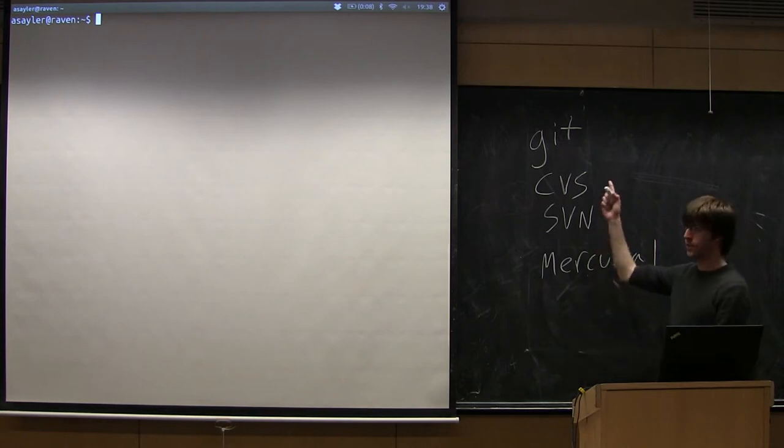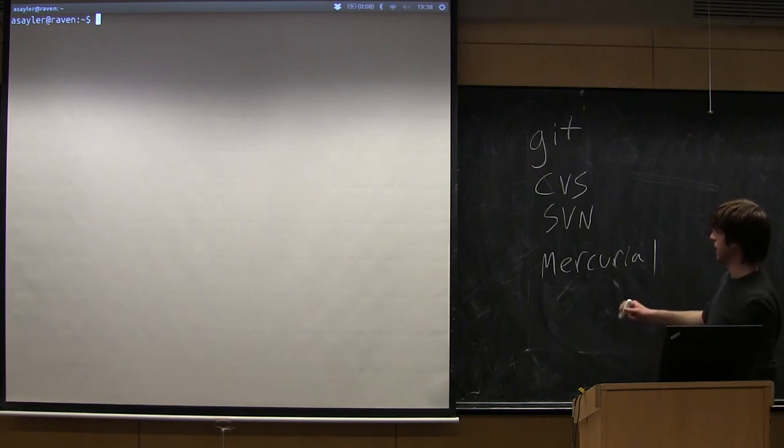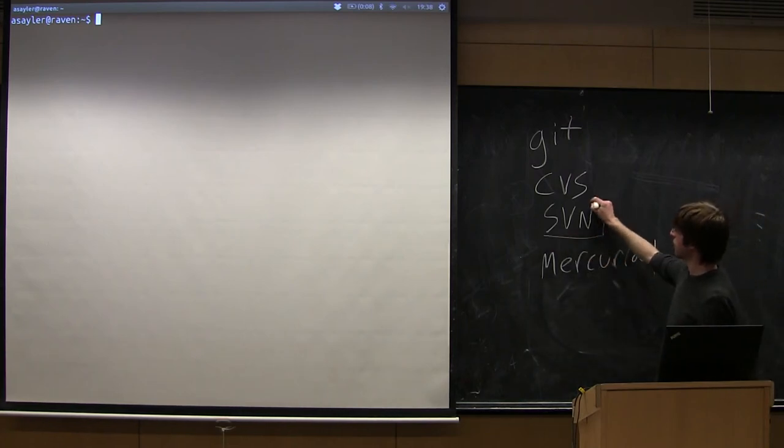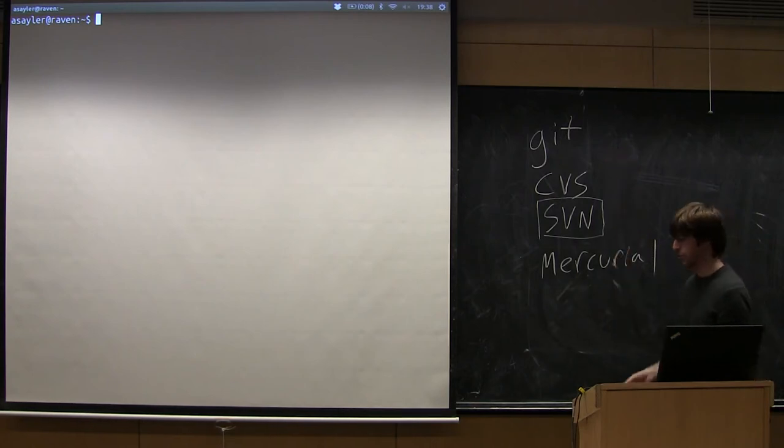So Git's the coolest. You should all be using Git, but when you walk into your internship this summer and you're working with a bunch of people that think SVN was the greatest thing ever, it's just because they're over the age of 30 and they don't know what's up. But today, there are compelling reasons why Git's preferred.